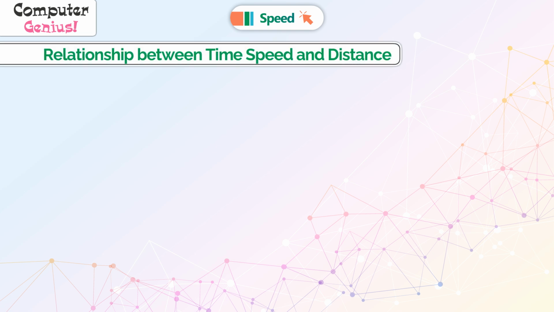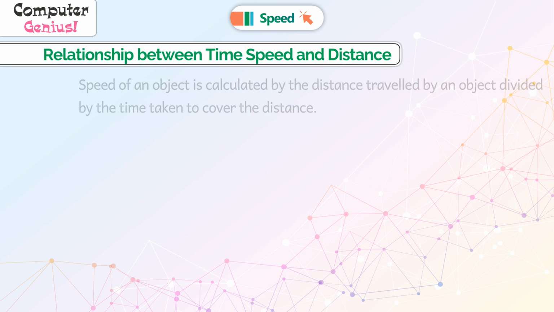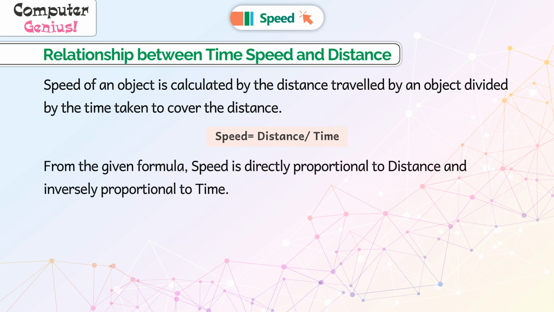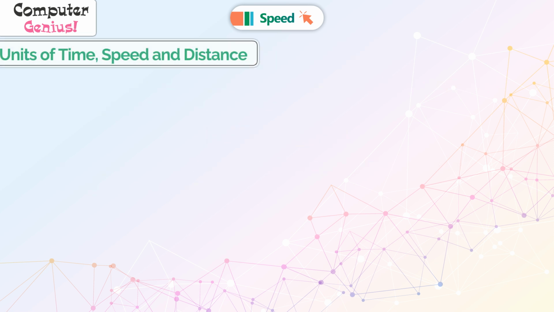Relationship between time, speed, and distance. Speed of an object is calculated by the distance traveled by an object divided by the time taken to cover the distance. Speed is equal to distance divided by time. From the given formula, speed is directly proportional to distance and inversely proportional to time.